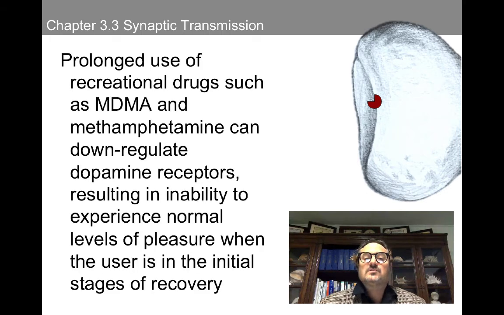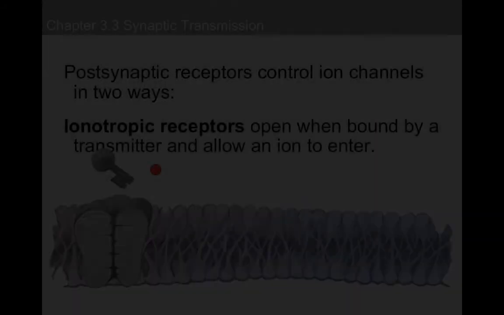Well, research shows prolonged use of recreational drugs such as MDMA, also known as ecstasy, or methamphetamine can actually downregulate dopamine receptors. And this is probably the reason that many people report an inability to experience the previous level of pleasure whenever they're in the initial stages of recovery. So they have a downregulation in dopamine receptors, along with other receptors. Like with MDMA, you're probably also going to have a diminished number of serotonin receptors as well.